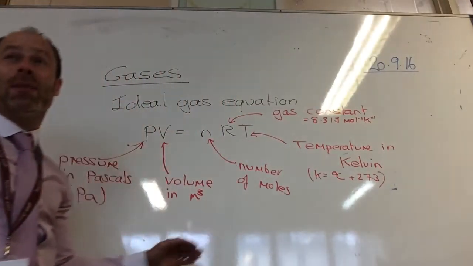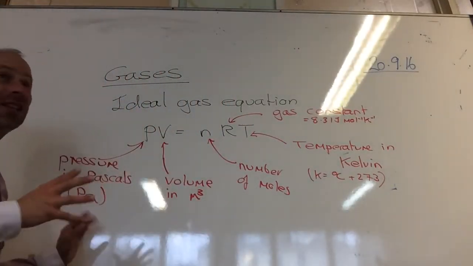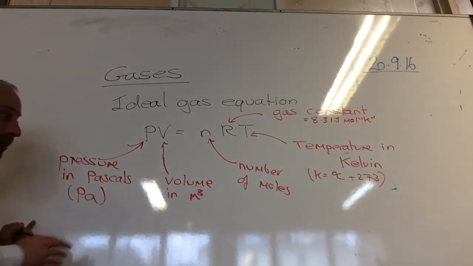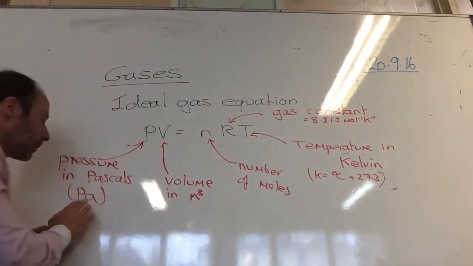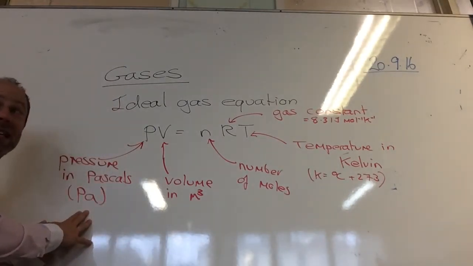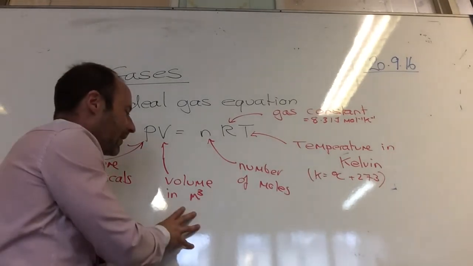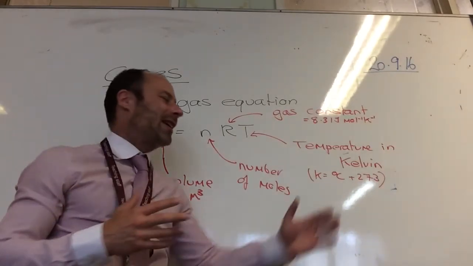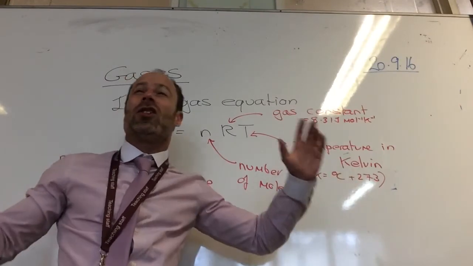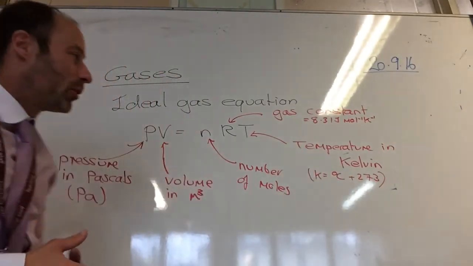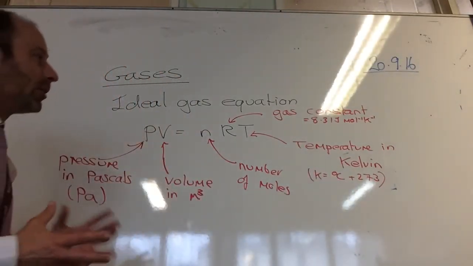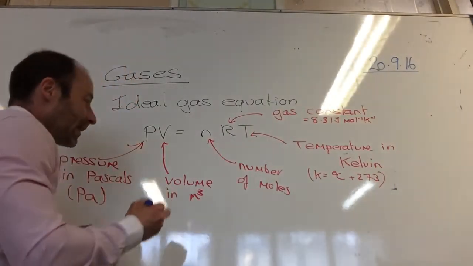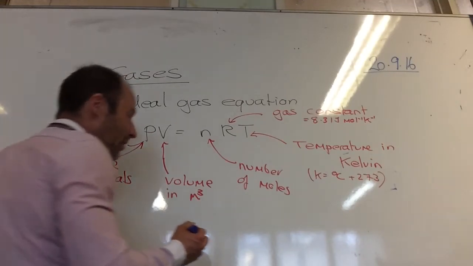Now, where do people mess up for this one? They don't convert it to the right units. Generally in the exam, they won't give you the pressure in pascals, they give it to you in kilopascals. They won't give you the volume in meters cubed, they give it in decimeters cubed or something like that. And they'll give you the temperature in degrees C. So you've got to be confident converting between those units.